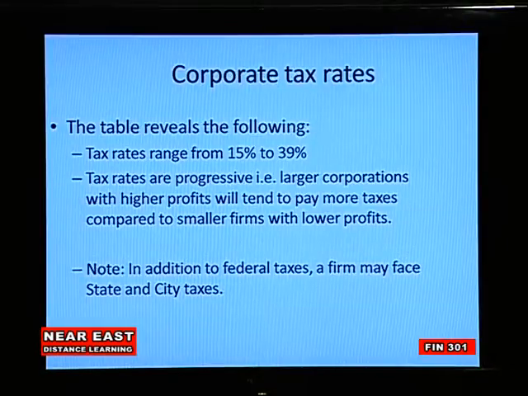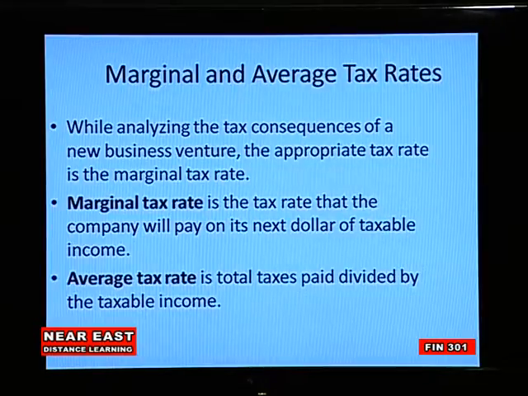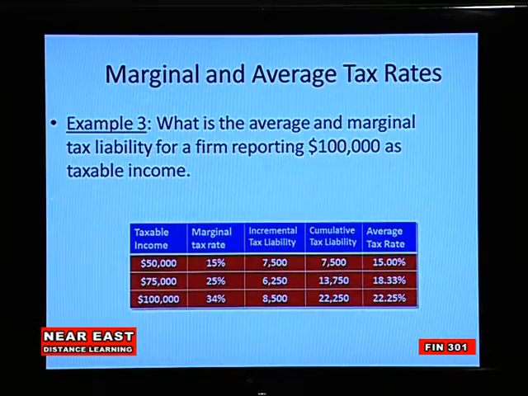For example, the table includes rates ranging from 15 to 39%. The tax rates are progressive. Large corporations with high profits will tend to pay more taxes compared to smaller firms with lower profits. Marginal and average tax rate: there is a difference between them. How can we distinguish between the marginal and average tax rate?